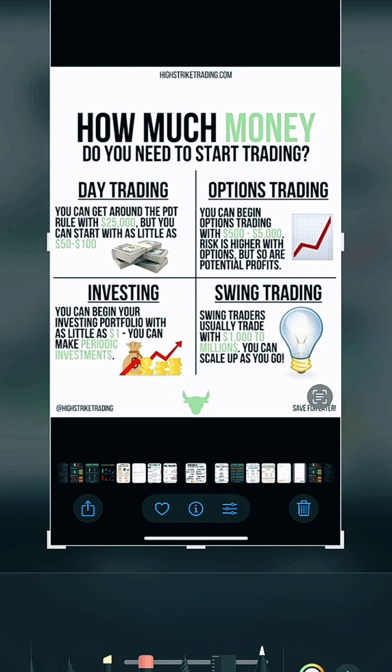And investing. So first of all, day trading and options trading are around the same thing. They're just letting you know that when you're day trading, you've got to get around that PDT rule. But that only applies to margin accounts.